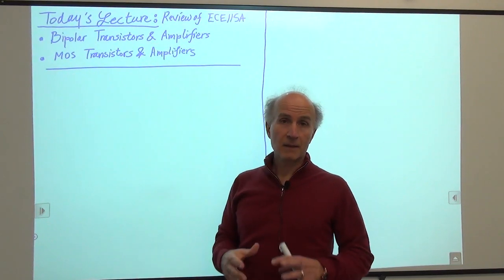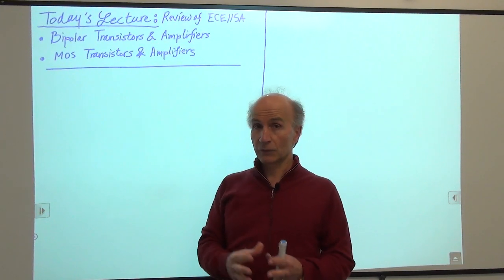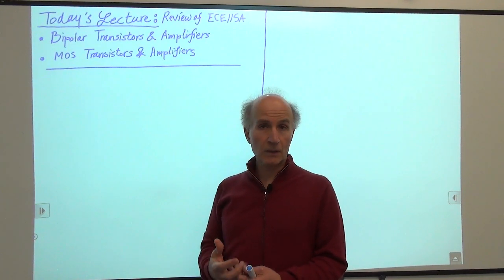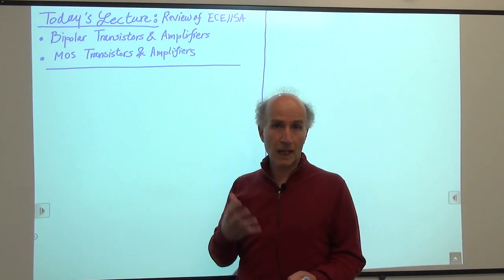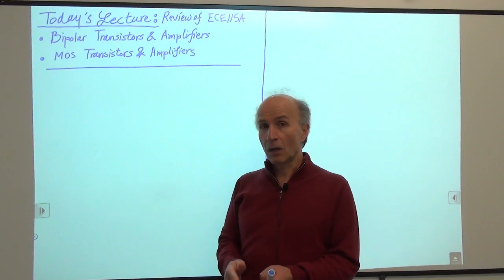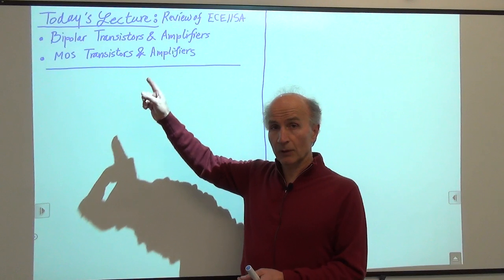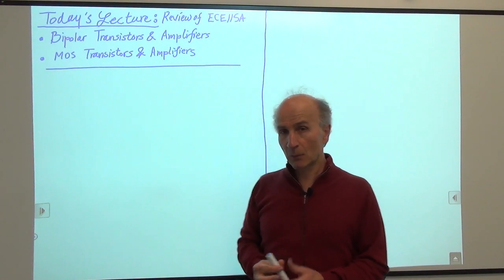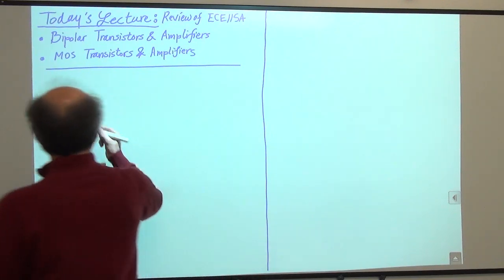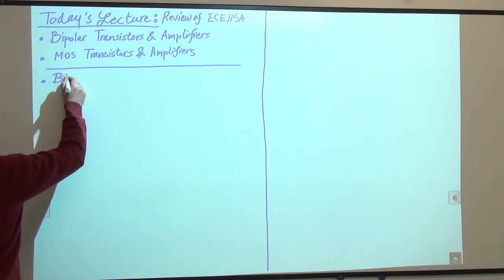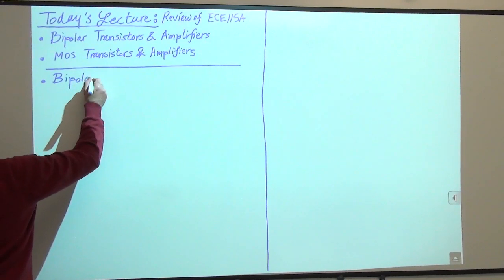These devices act as voltage-controlled current sources, and then we build amplifiers using these devices, and the three amplifier topologies that you have seen in 115A are equally applicable to bipolar devices and MOS devices. Okay, so let's begin with MOS transistors. Let's begin with bipolar transistors, and just refresh our memory about their operation.